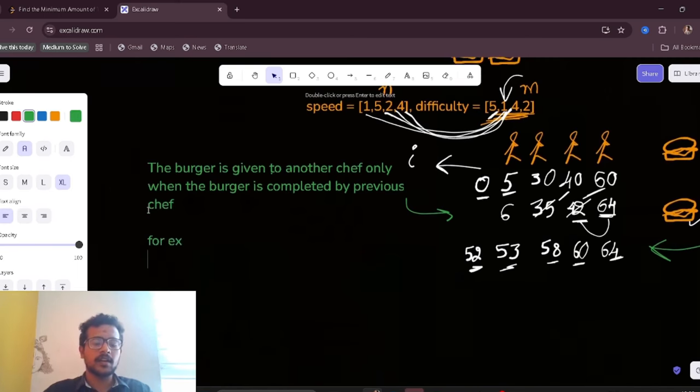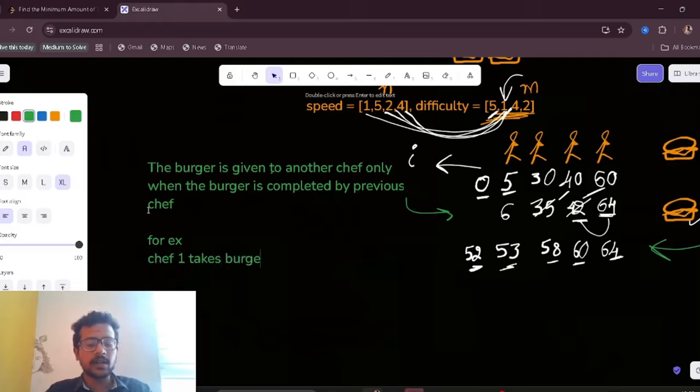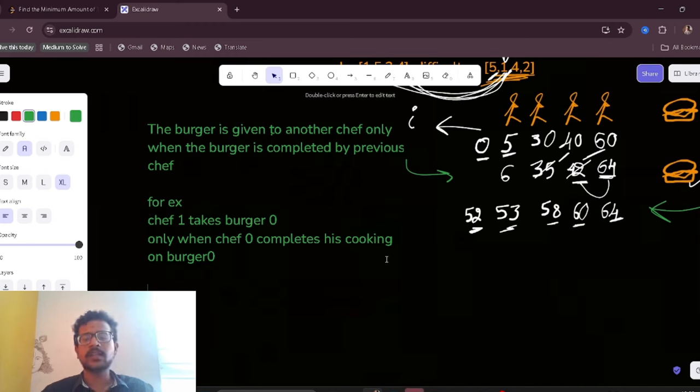For example, let us take chef 1 takes burger, something like burger 0. Chef 1 takes burger 0 only when chef 0 completes his cooking on burger 0. Now after that, the burger is taken by this chef only when the previous chef has completed his work.